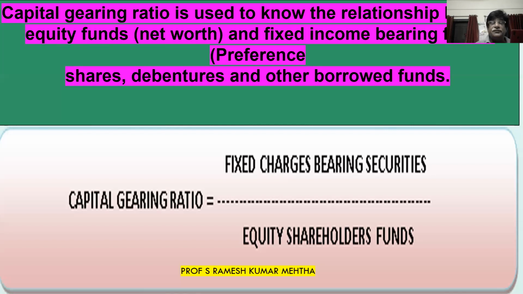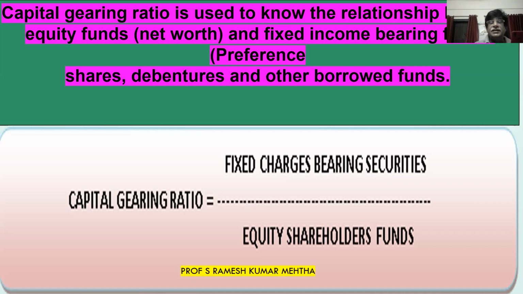Capital gearing ratio: the numerator consists of fixed charges bearing instruments or securities, which I will call headaches in my language, because you have to pay a committed cost on them, while the denominator is the equity shareholders' fund, the owner's fund. Obviously, the numerator should be less and the denominator should be more. The outsider's fund should be less and the insider fund should be high.